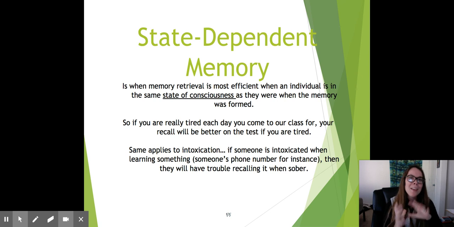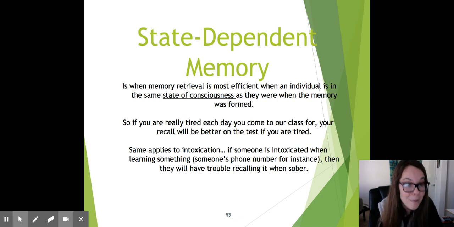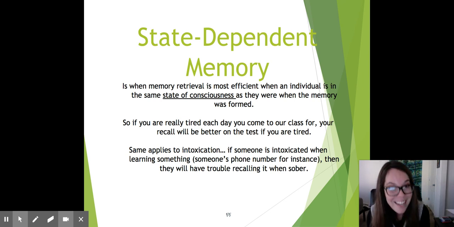State-dependent memory. This one was hilarious for many reasons. So this is when memory retrieval is most efficient when an individual is in the same state of consciousness as they were when the memory was formed. So if you're really tired each day you come to your class, your recall will be better on the test if you are tired, because that is the state that you learned it in.